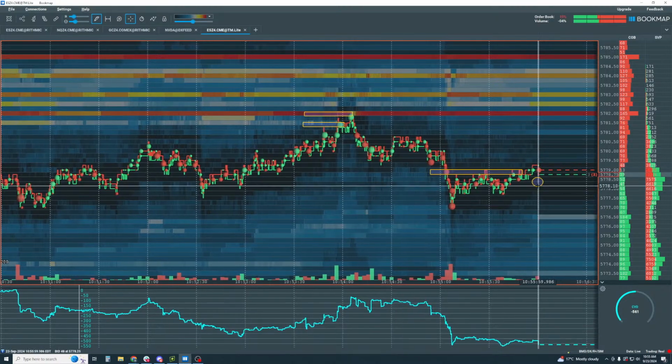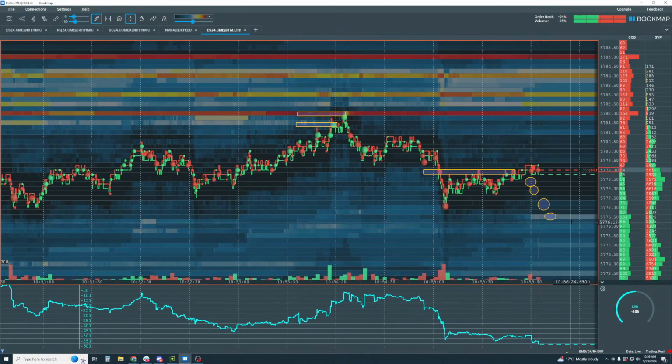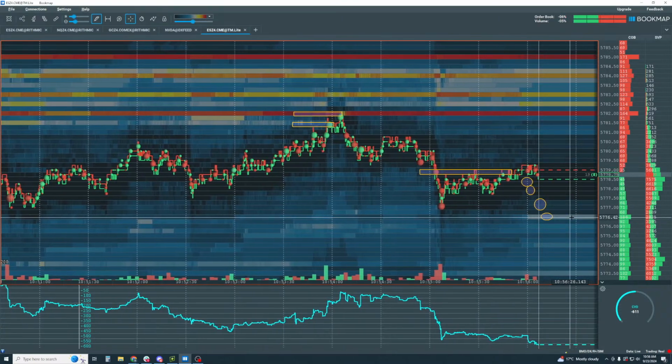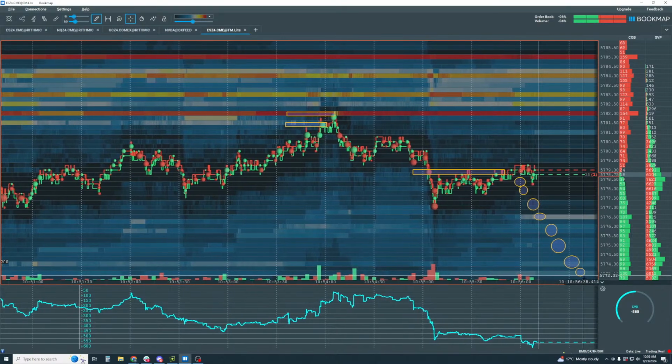If we are, we're looking for big red dots here to take it back down to this level of liquidity here at 76.5, or maybe down to 73.5.